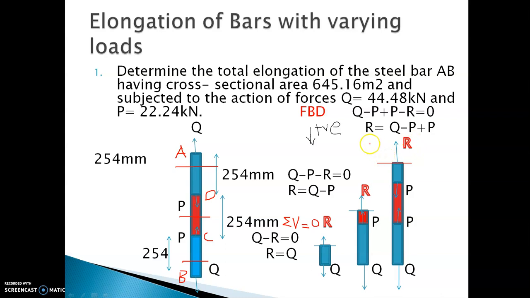Now we can write all the forces acting downwards as positive. That is, Q is acting downwards, plus Q. This P is acting upwards, so minus P. This P is acting downwards, so plus P. And this R, we have assumed it is acting upwards, so minus R is equal to 0. So now we can write the resultant force R, we are taking to the right side of the equal to sign, Q minus P plus P. Minus P plus P becomes cancelled. So you'll get R is equal to Q.